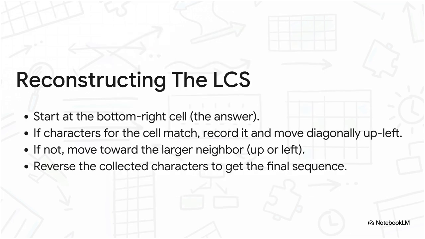But wait, that's just the length. How do we get the actual sequence? Well, we just work backward. We start from that final number. If the characters for that square matched, we know it's part of our sequence, so we write it down and move diagonally. If they didn't match, we just move toward the bigger of our two neighbors, either up or left. You just trace that path all the way back to the beginning, and you've got your answer, GTAB.